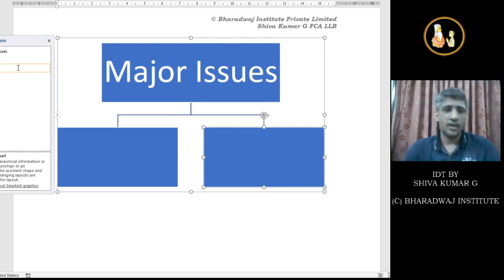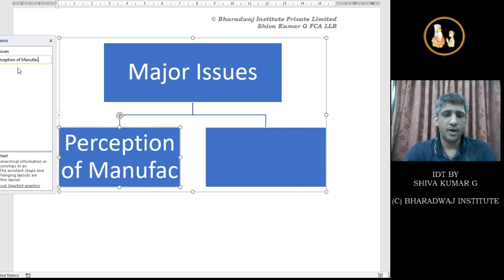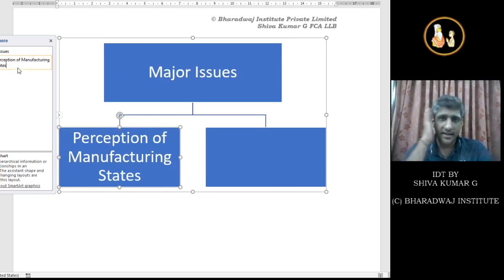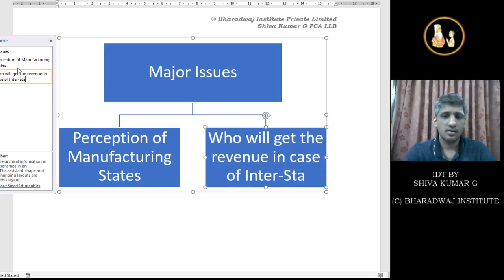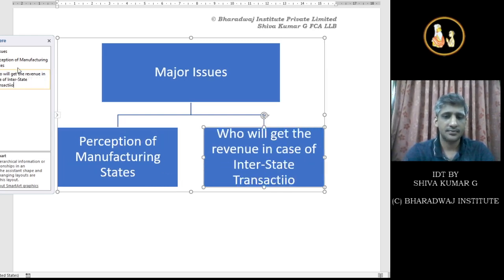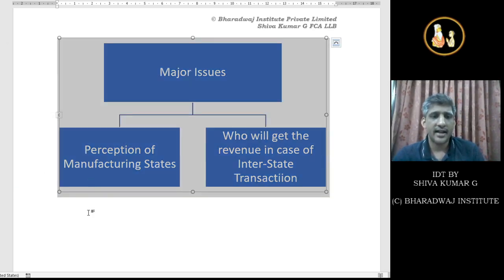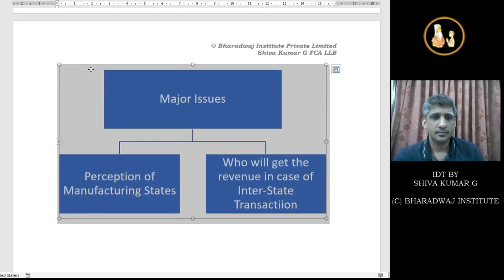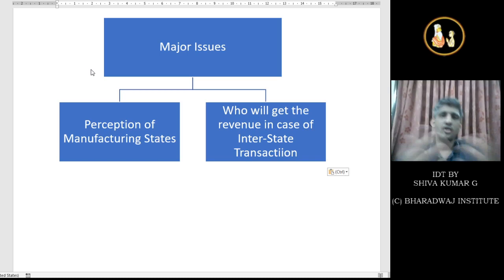The first major issue before them is the perception of manufacturing states. The second issue was who will get the revenue in case of interstate transaction. Okay, these were the two main issues at the time of deliberation of GST. Two major issues: perception of manufacturing states, and who will get the revenue in case of interstate transaction.